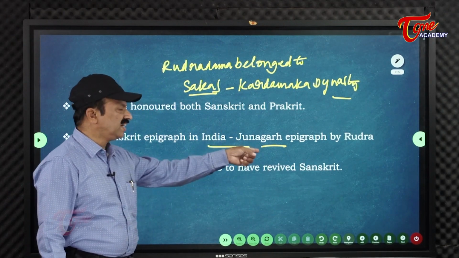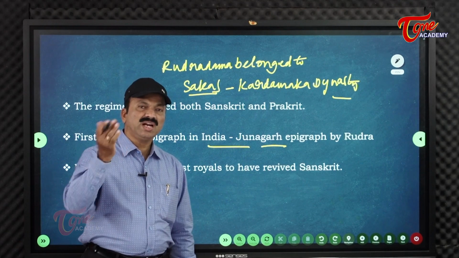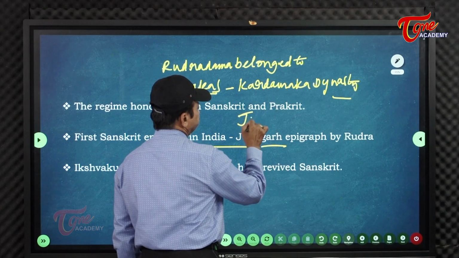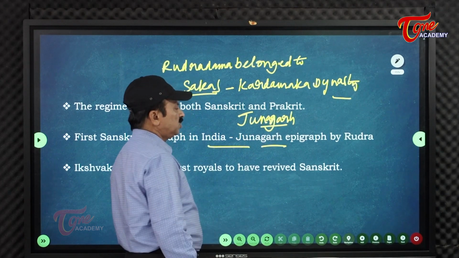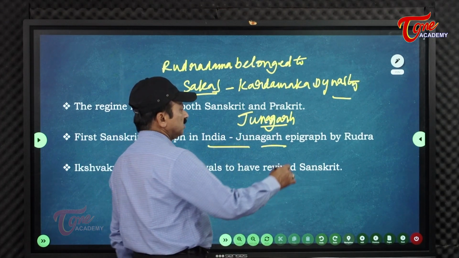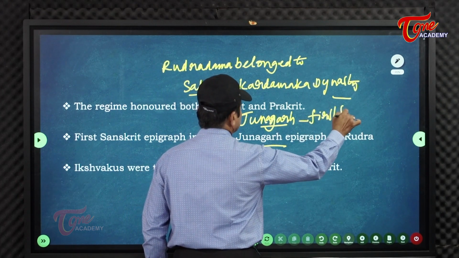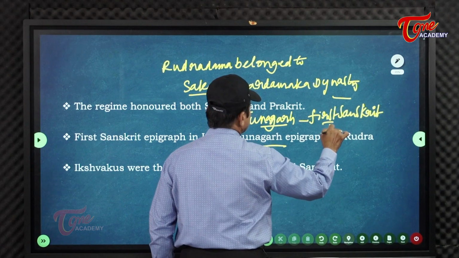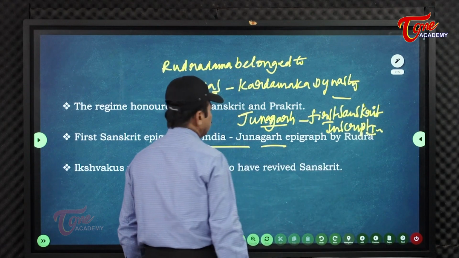He was the first one in India to give a Sanskrit inscription, that is Junagadh. This Junagadh inscription is also called Girnar. This Junagadh inscription is the first Sanskrit inscription. You have to remember which is the first Sanskrit inscription.